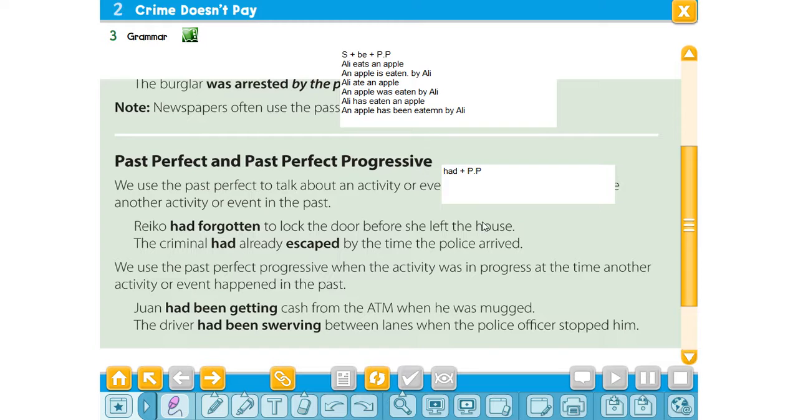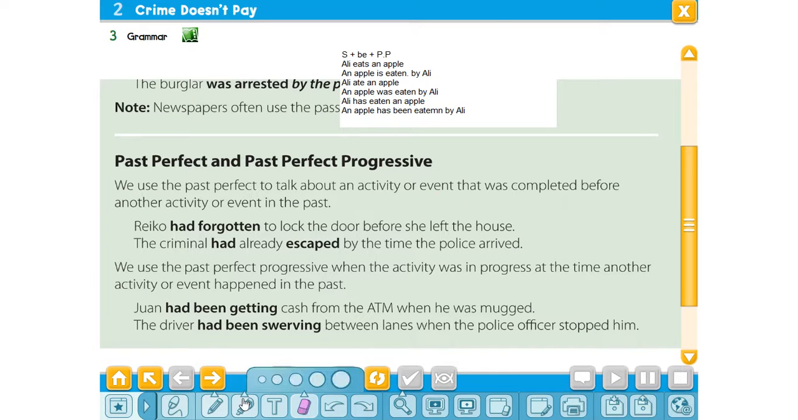So we use two actions here. If we have past perfect, we can say that we use two actions. We use had plus participle, and then we have past simple, and the second one is when the activity was in progress. Next, we will go to the exercise.